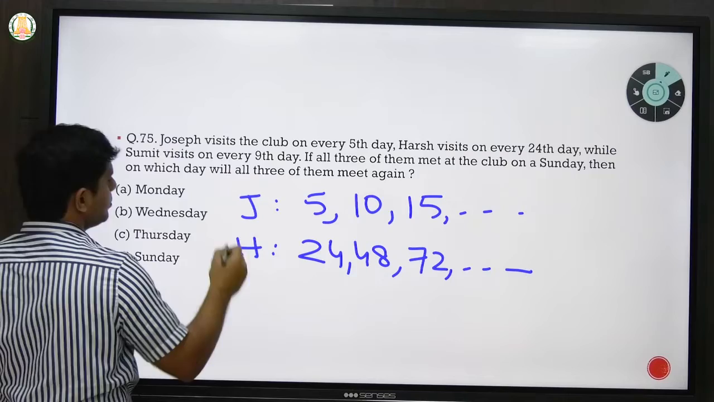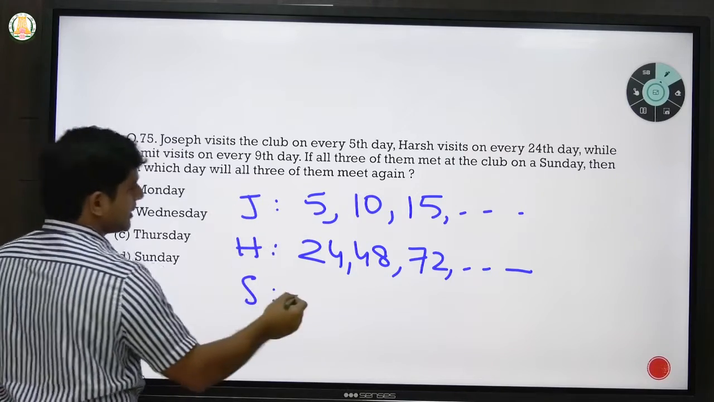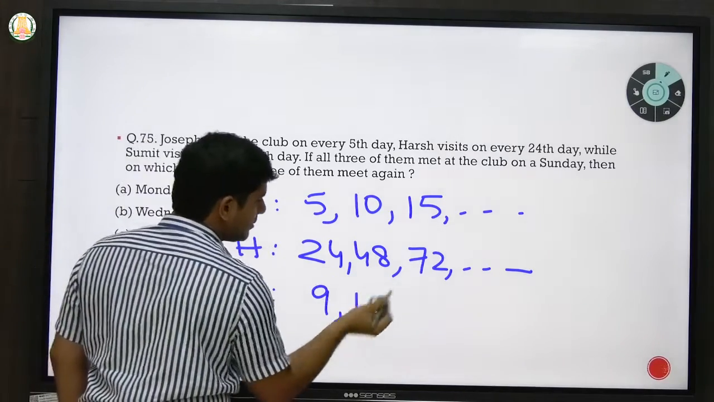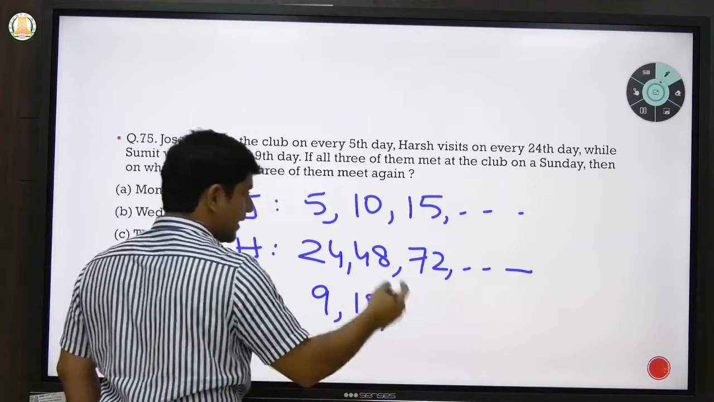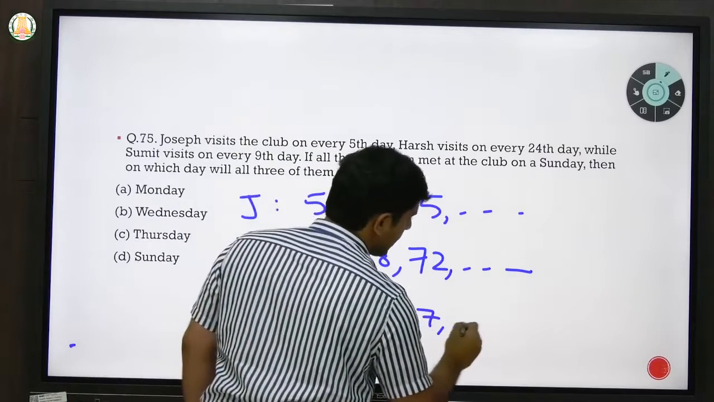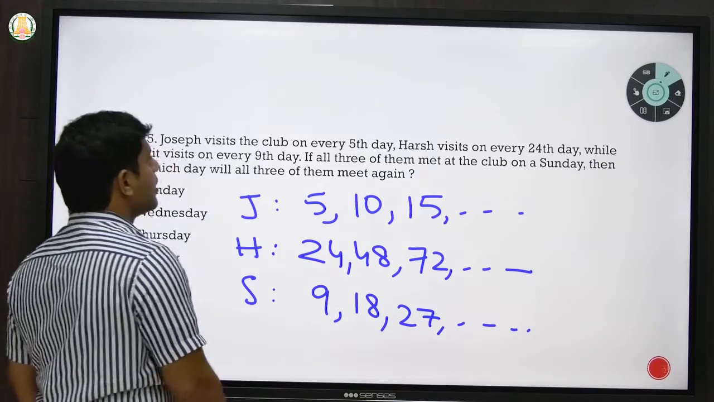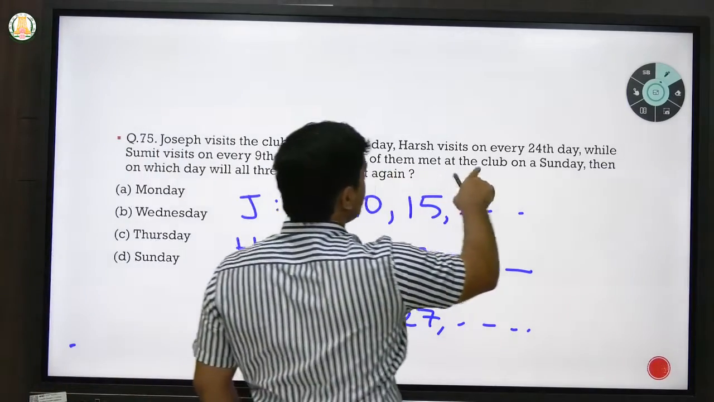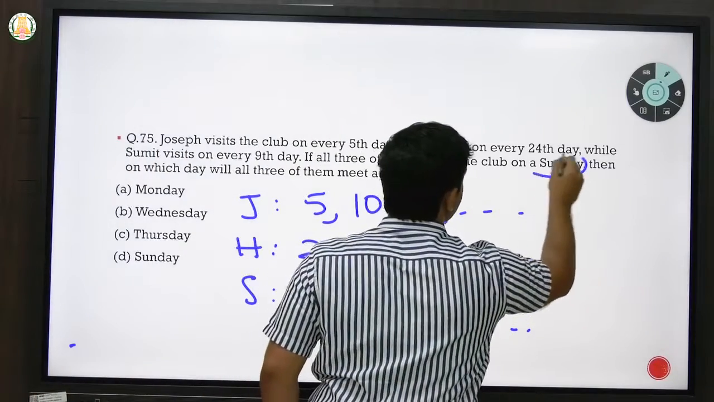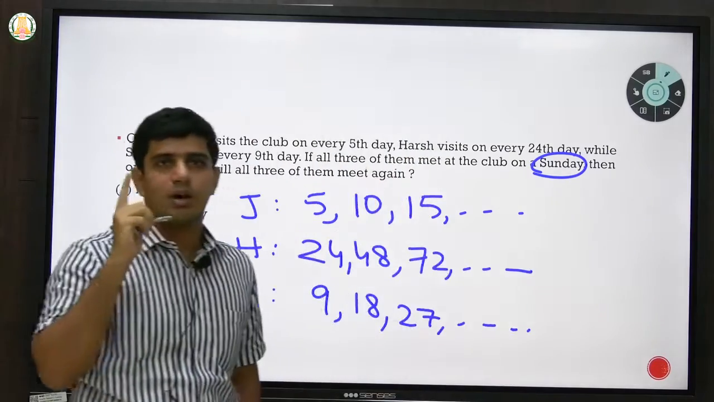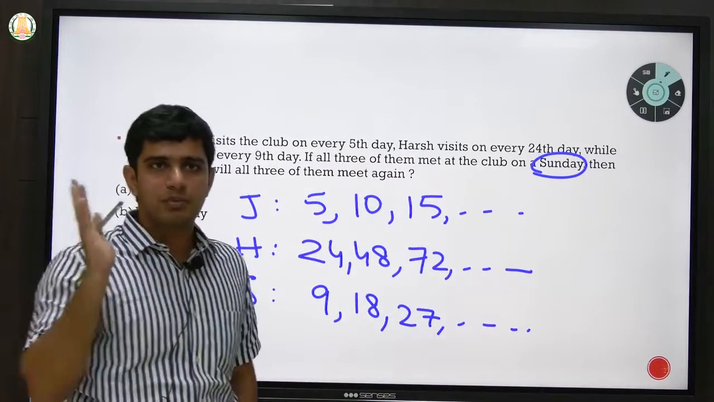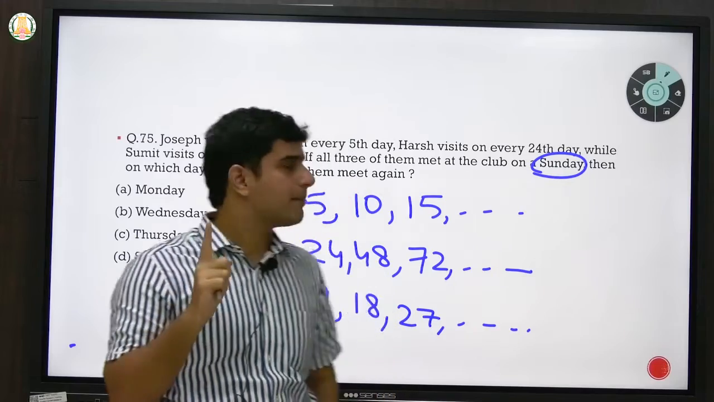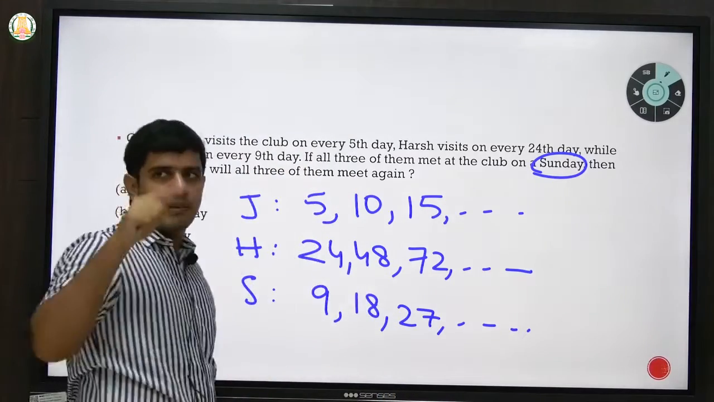Then Sumit visits every 9th day. So first he'll come here, then he'll come the next 9th day, which is the 18th day, the next 9th day, which is the 27th day, and so on. Now, if all 3 of them met at the club on a Sunday, that means they are all able to meet on one day, that particular day, Sunday.